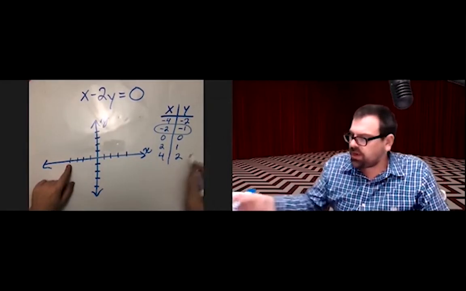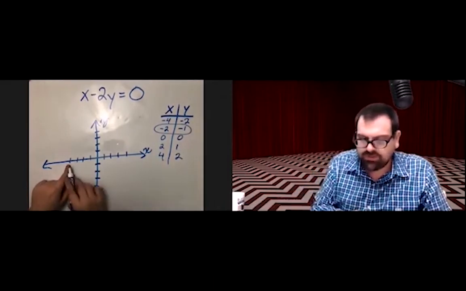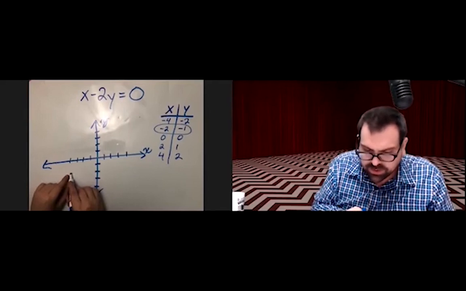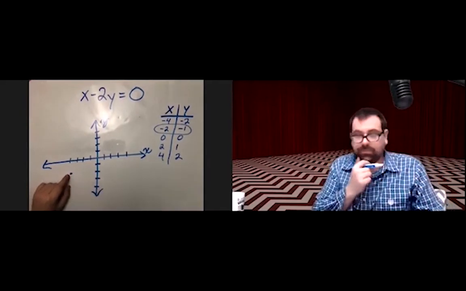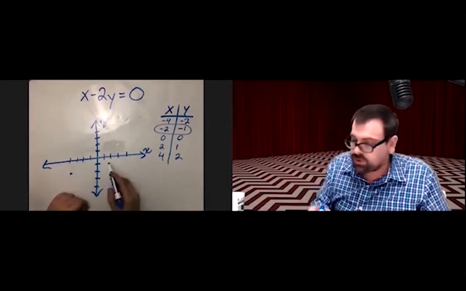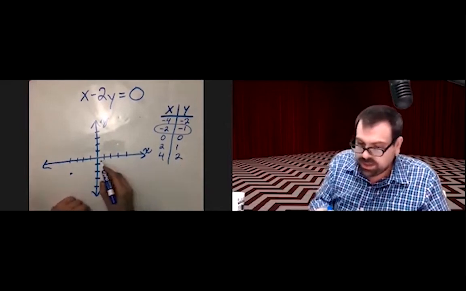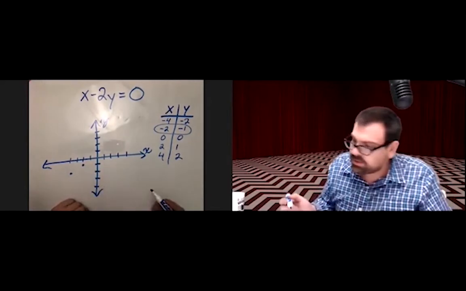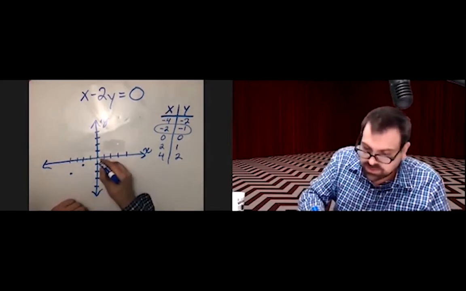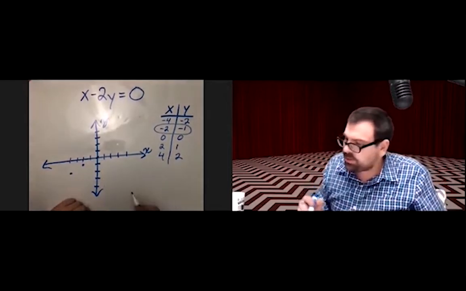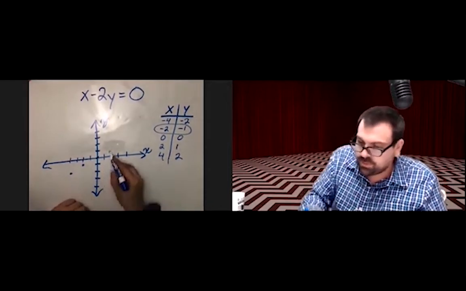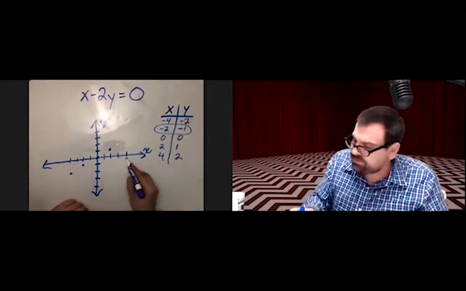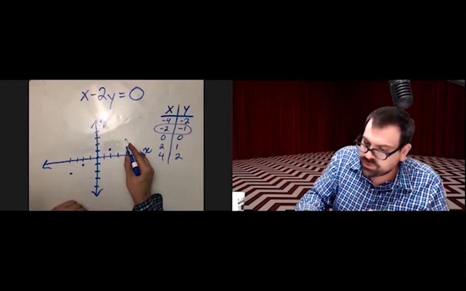So -4, -2, that's an x of -4. A y of -2, that's right here. -2, -1, an x of -2, a y of -1, that's right there. 0, 0 is right there. An x of 2, a y of 1, that's right there. An x of 4 and a y of 2, that's right there.